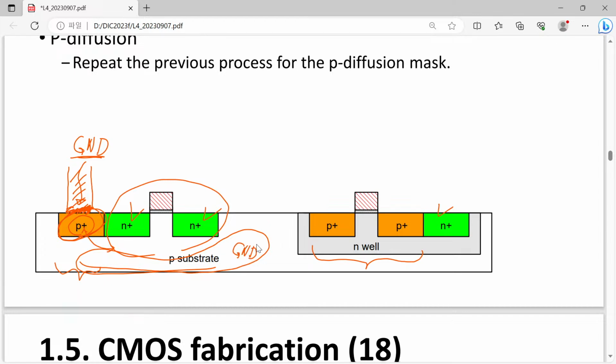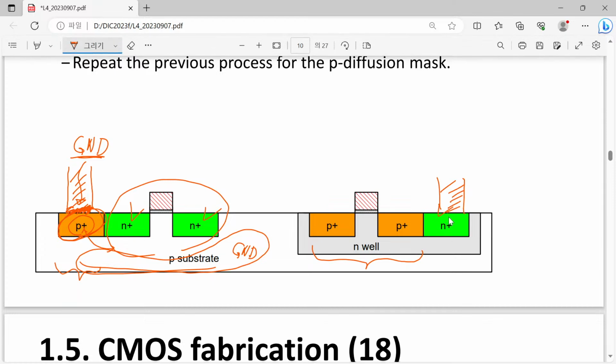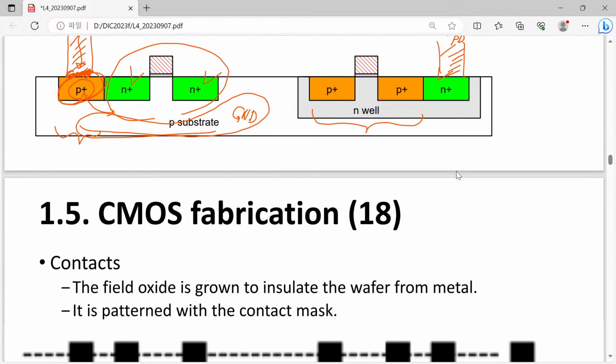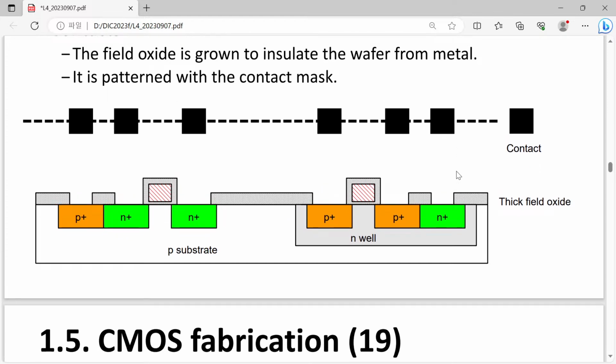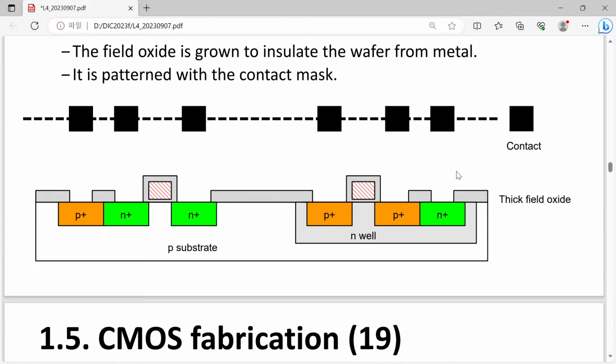So that's the reason why we can say that the substrate of our N MOSFET is grounded, and at the same time the substrate of our P-type transistor is biased to the VDD. So now let's go. Although we now have the N MOSFET and P MOSFET, they are isolated, and we have to provide the metal line to connect them.